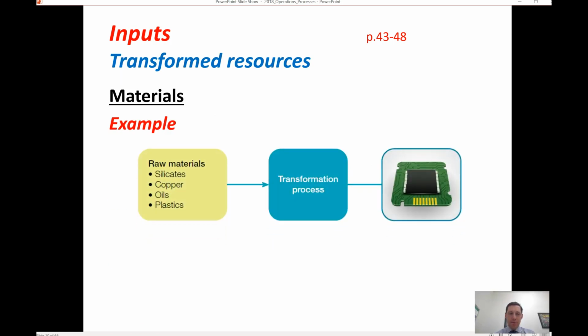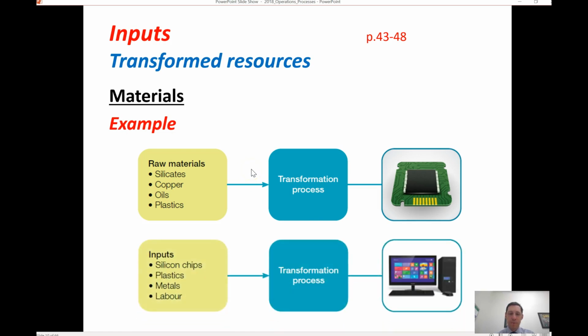So an example of raw materials might be silicates, copper, oils, and plastics, which are the inputs which are then transformed to achieve an element of a computer processing system. Another example could be silicon chips, plastics, metals, and labour in order to produce a computer. So those inputs are then changed or altered and then ultimately turned into a computer.